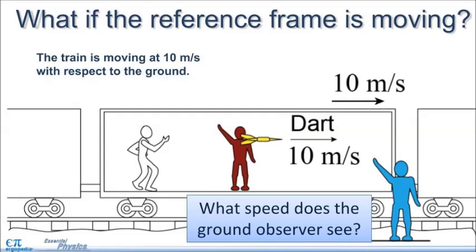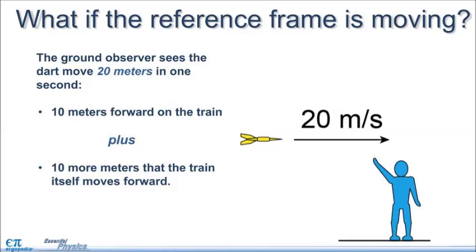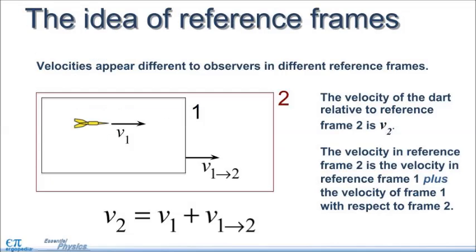What if the reference frame is moving? The train is moving at 10 meters per second with respect to the ground. The ground observer sees the dart move 20 meters in 1 second: 10 meters forward on the train plus 10 meters that the train itself moves forward. The idea for reference frames: velocities appear different to observers in different reference frames.